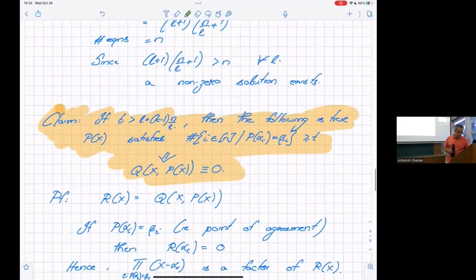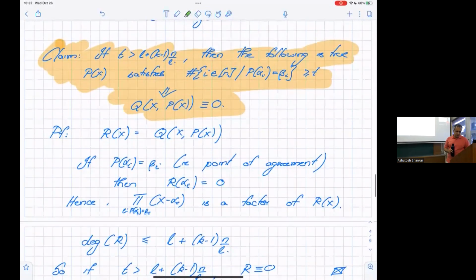Notice that to do the second one, more was involved. The degree of what we were comparing p to, the degree of r. That is, every point of agreement contributed a root for r of x. And we wanted to compare the degree of r to this t. And there we have this L plus k minus 1 n by L. Now when you do this, it seems as if this comes because of the degree in x. This comes because the degree in y, and each degree in y has to get multiplied by k minus 1 because you're potentially plugging in a polynomial p of x which is degree as large as k minus 1.